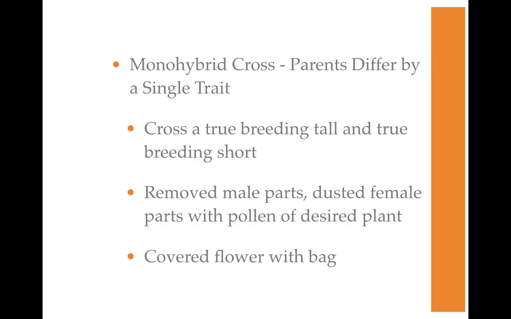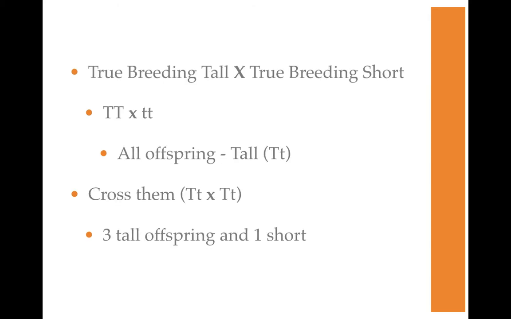So we're going to start with what is called a monohybrid cross, which means we're going to look at one trait, and we're going to look at parents that are different in that trait. So we could cross a true breeding tall plant with a true breeding short plant. In order to do that, Mendel took the male parts off the plants, dusted the female parts with the pollen where he wanted to, then covered the flower with a bag so that nothing else could cross-pollinate it as a safety measure.